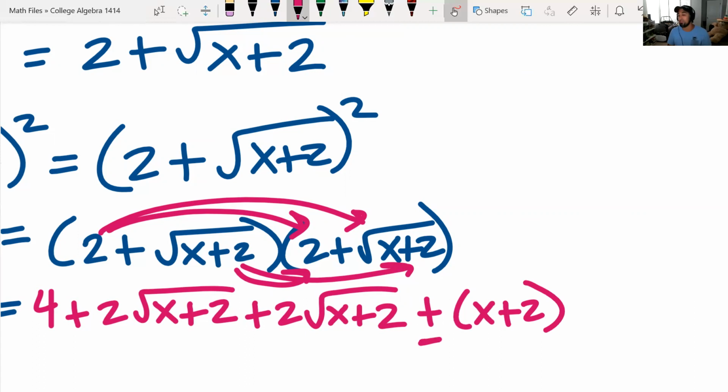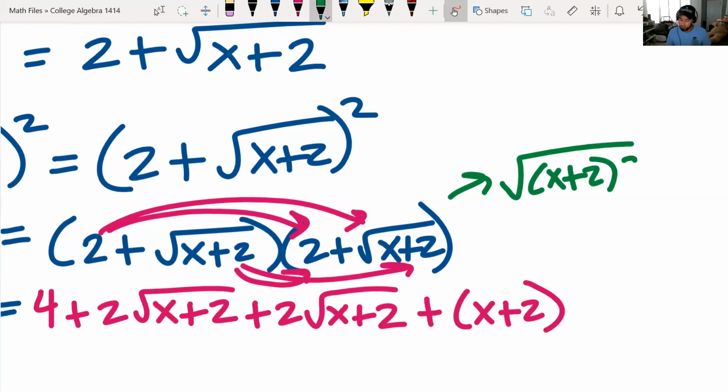Let's say there was a negative waiting out here. It is just wise and smart to put it in parentheses. For the rest of your math career, parentheses are your best friend. And once again, if you wanted to see that process, once you FOIL the last two, it would become the square root of x plus 2 squared, where, again, the square root and the square would cancel, giving you that. Okay, perfect.